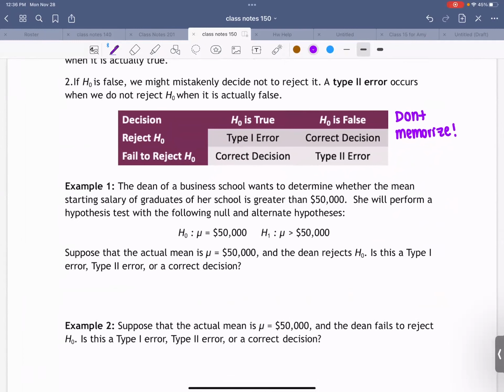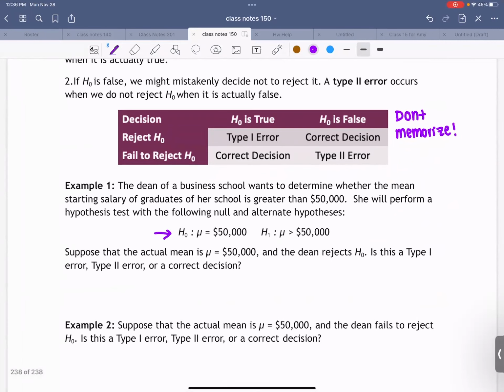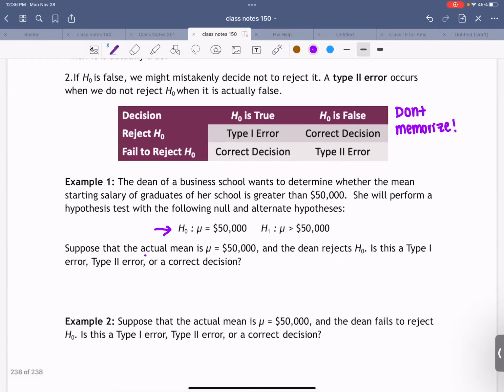Let's say you're a dean of a business school and you want to figure out, is the mean starting salary of graduates of your school greater than 50,000? So what this dean did is she did a hypothesis test, and wrote out her null and alternate hypotheses here. And now we have more information. It says, suppose that the actual mean, and what this means is the mean in real life, is equal to 50,000. Let's figure out what that means.